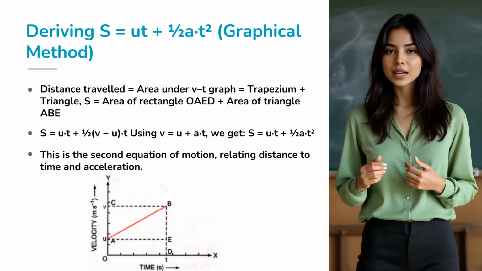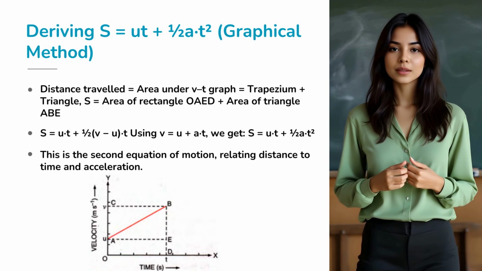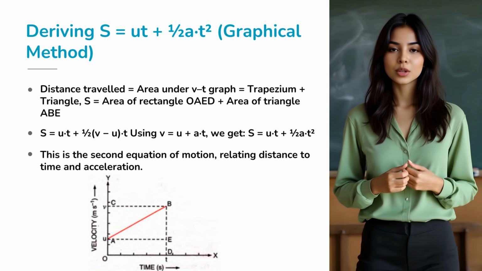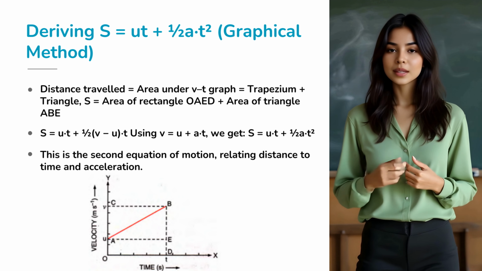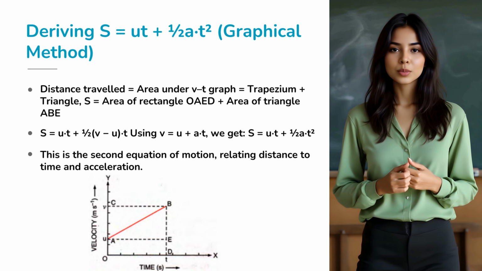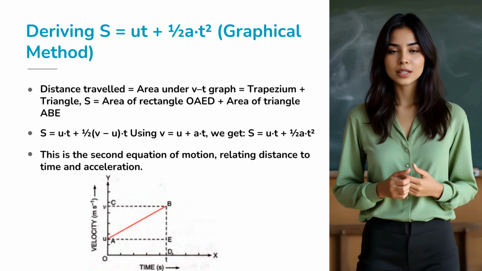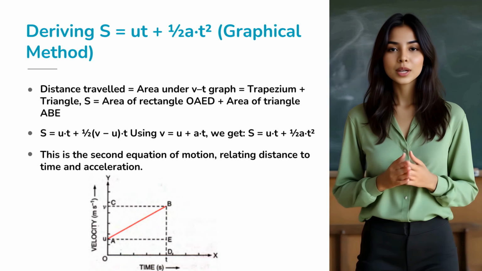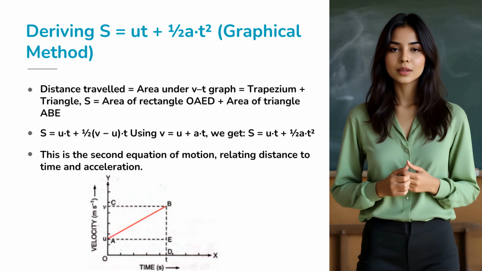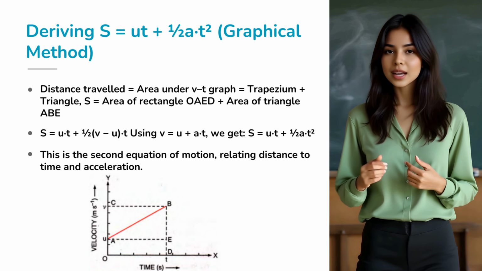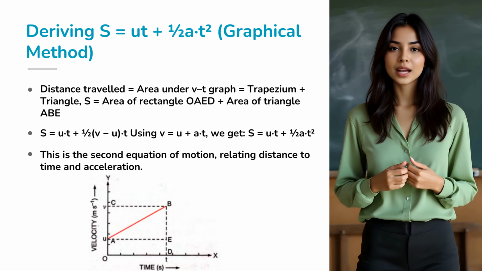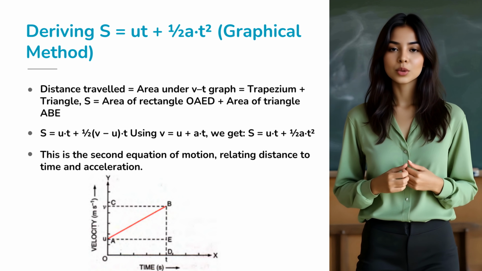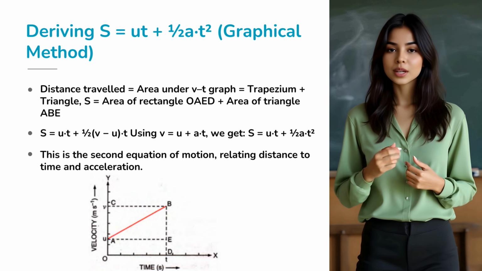That becomes S equals u into t plus 1 by 2 into (v minus u) into t. Now using v equals u plus at and simplifying, we get s equals u into t plus 1 by 2 at squared. So the second equation is s equals ut plus half at squared. Pretty neat, right? A simple graph gives us a powerful formula.